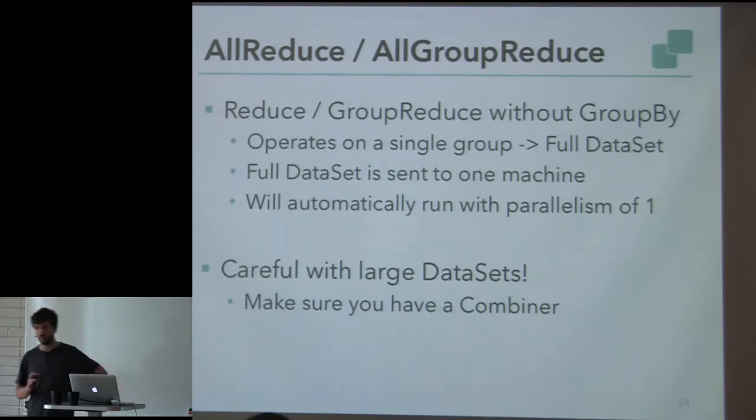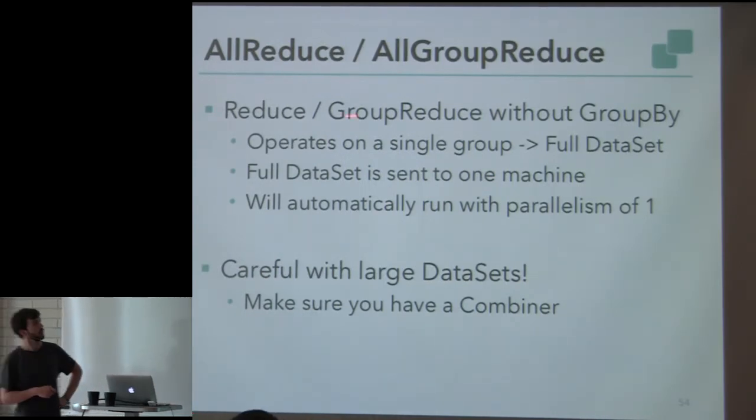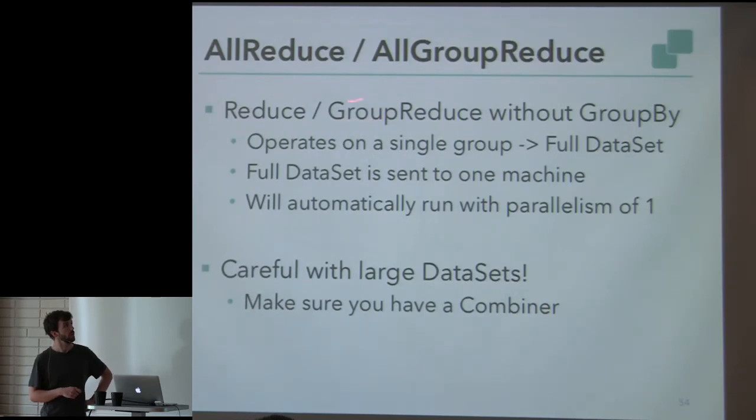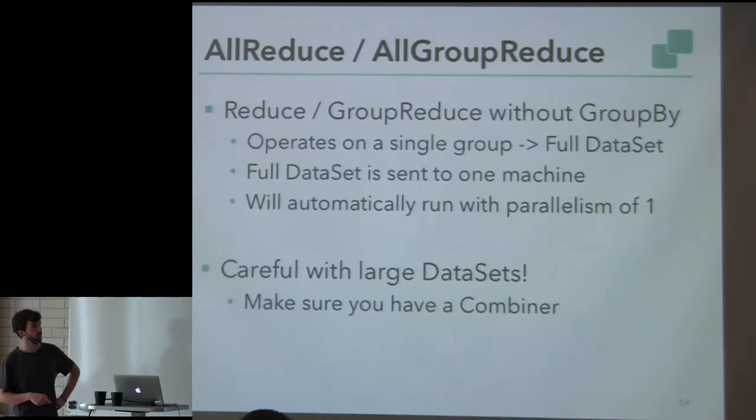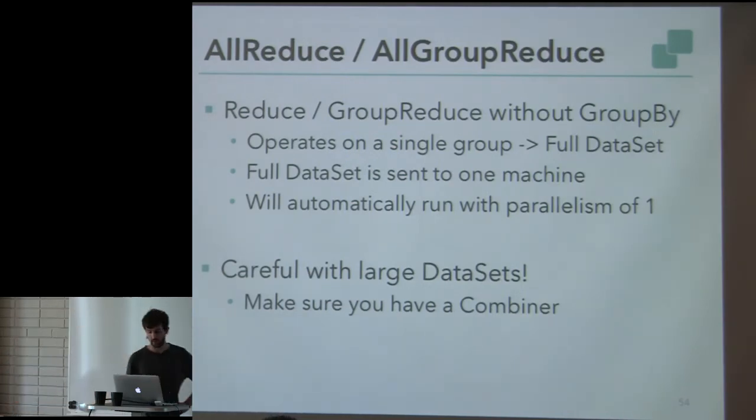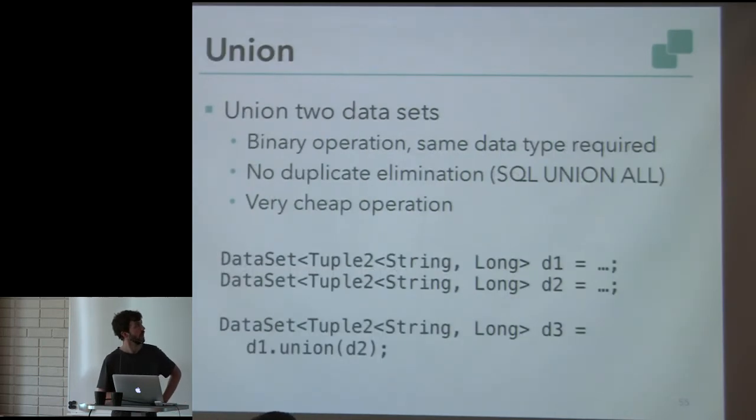One thing to watch out for is that you can also do an all group, an all reduce, which is a special function, but it means that the parallelism is going to be 1. So all the data will go through one machine and be reduced there. That can be very expensive, but sometimes it's necessary. So just something to watch out for. And of course, the union operation is very simple. Just unite two data sets, which gives you all the elements of both data sets.